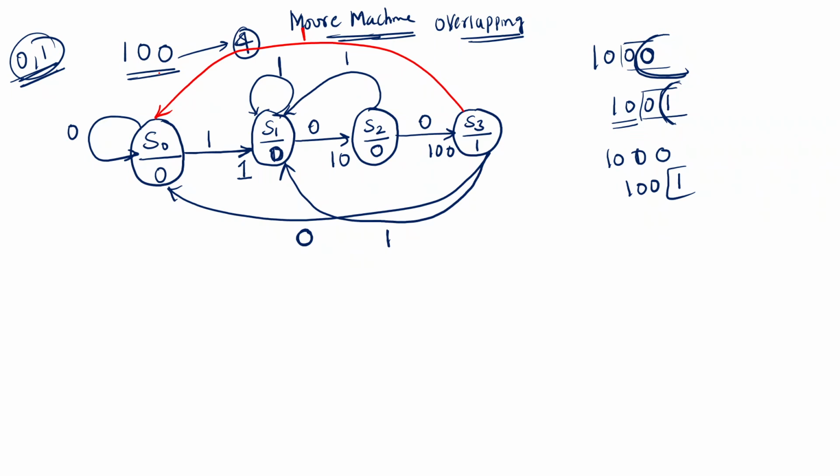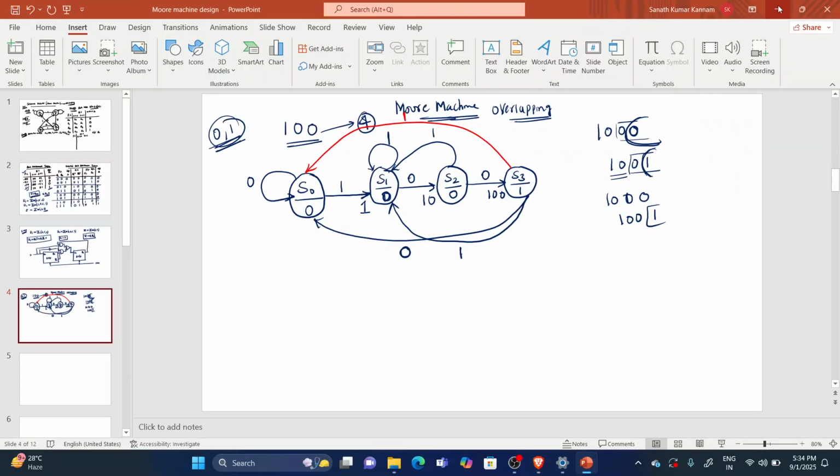Okay, this I need to check. So for 101, I told you, no? We got the Moore 101 model, sir. You got it, no? So for non-overlapping, we have taken in this way only. Overlapping.